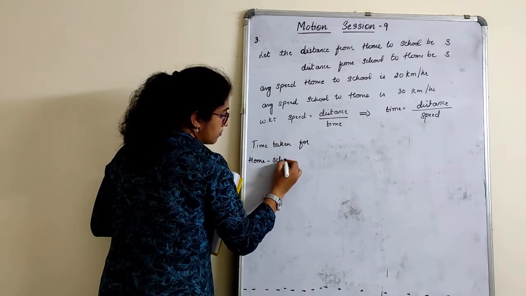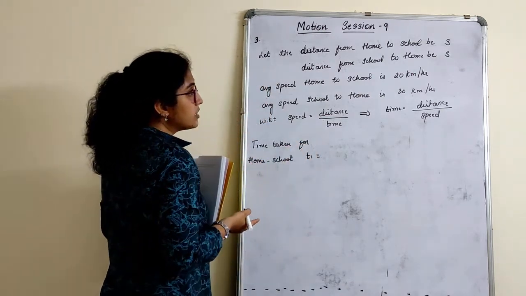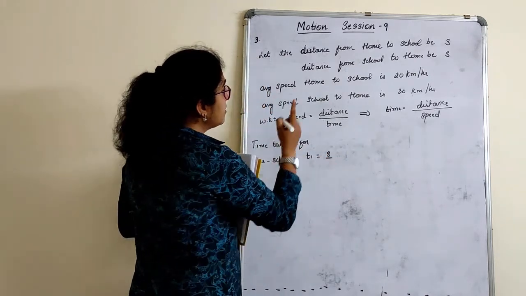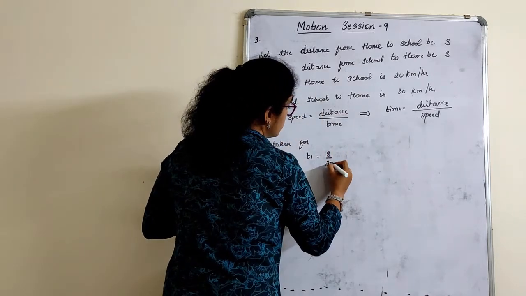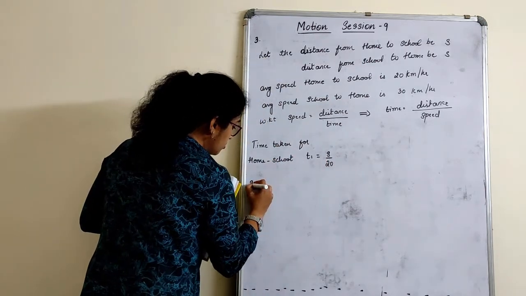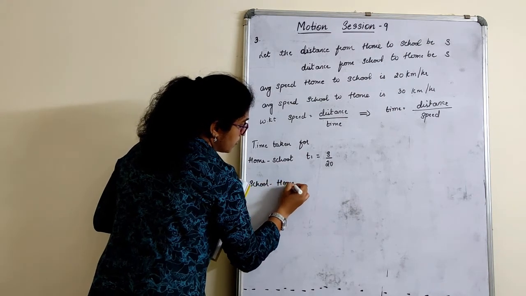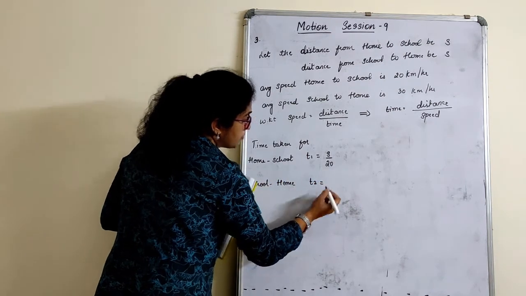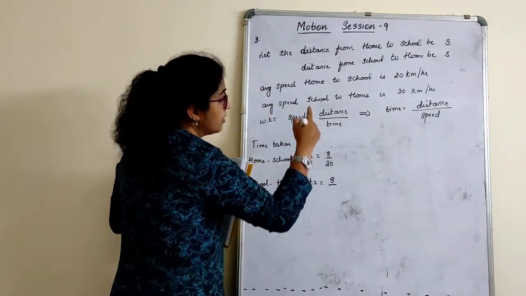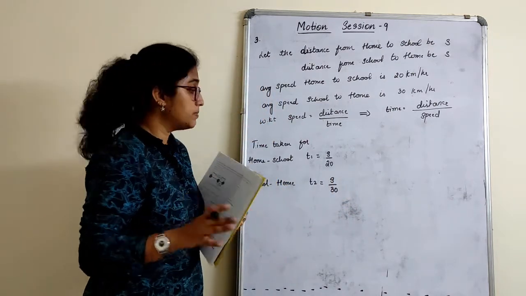Time taken for home to school, T1 is equal to, so what is distance, children? Distance is S, and what is speed? From home to school it is 20. So S by 20 can I write? Next, school to home, T2 is equal to, what can I write here? S upon, I can write this as 30. Is this very clear? This much?